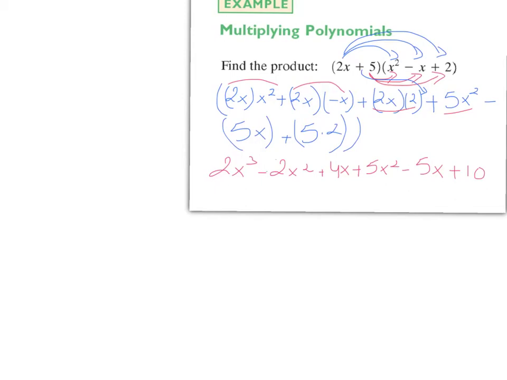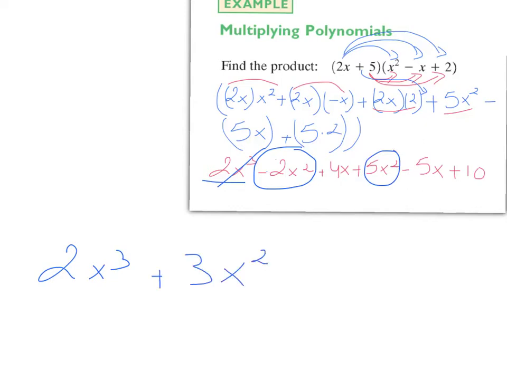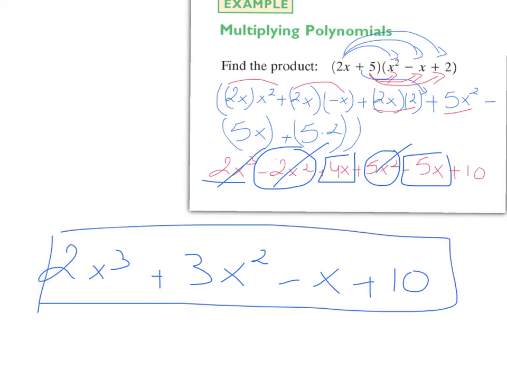So as we see here, we have 2x cubed with nothing, and then we have negative 2x squared and 5x squared, which is plus 3x squared, because negative 2 plus 5 is positive 3, right? This is gone. And here we have 4x minus 5x is minus x, and this is plus 10. And I believe this is the final answer, right? This is the final answer.